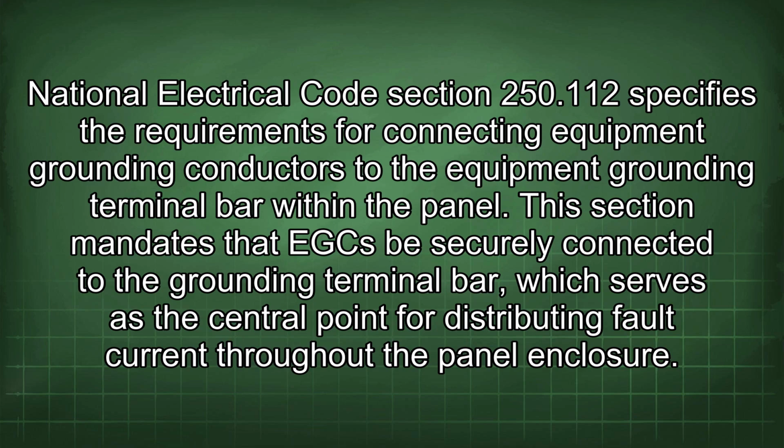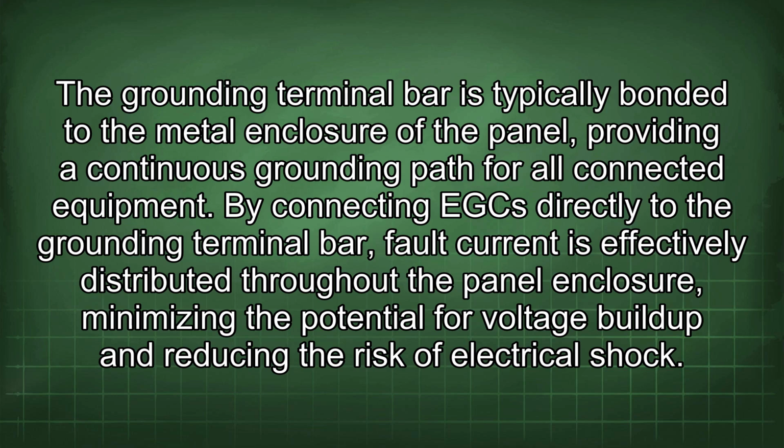National Electrical Code Section 250.112 specifies the requirements for connecting equipment grounding conductors to the equipment grounding terminal bar within the panel. This section mandates that EGC be securely connected to the grounding terminal bar, which serves as the central point for distributing fault current throughout the panel enclosure. The grounding terminal bar is typically bonded to the metal enclosure of the panel, providing a continuous grounding path for all connected equipment. By connecting EGC directly to the grounding terminal bar, fault current is effectively distributed throughout the panel enclosure, minimizing the potential for voltage buildup and reducing the risk of electrical shock.